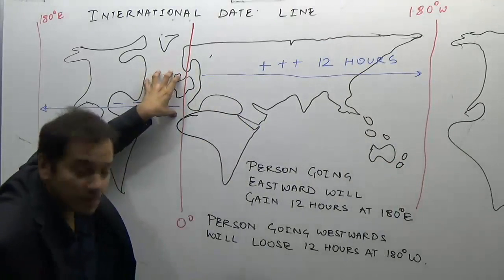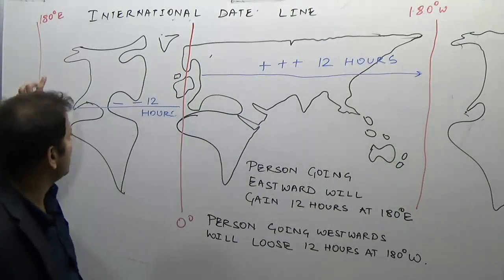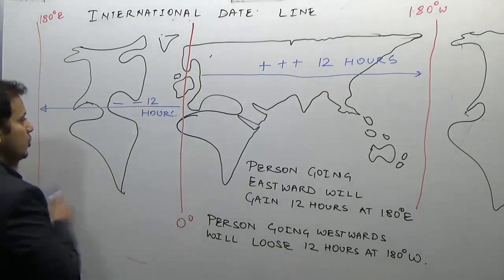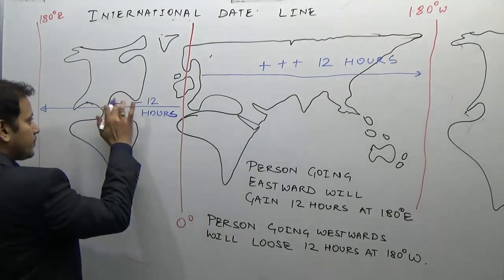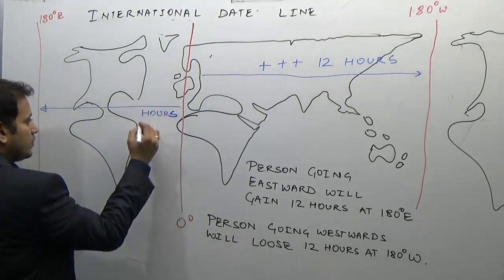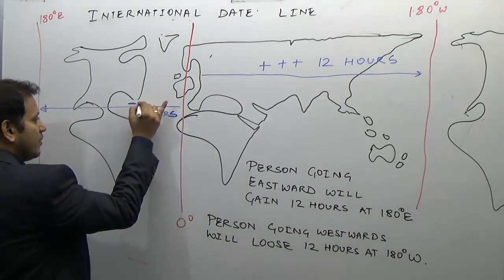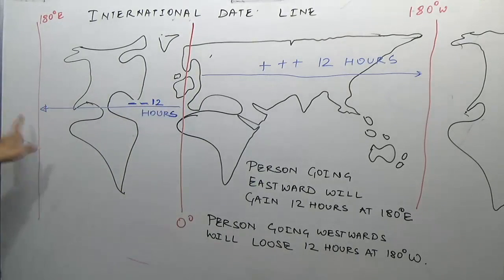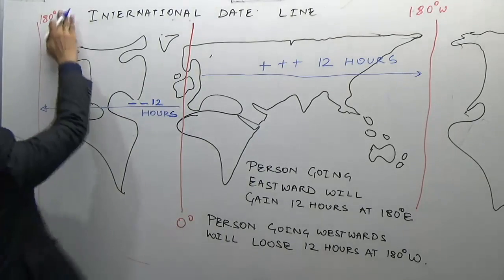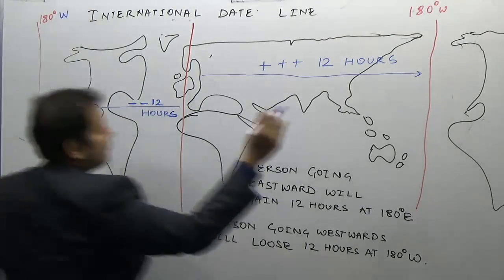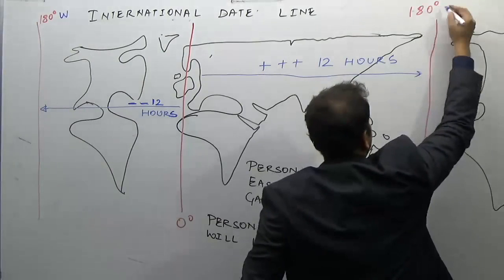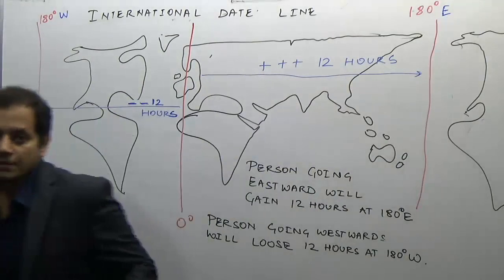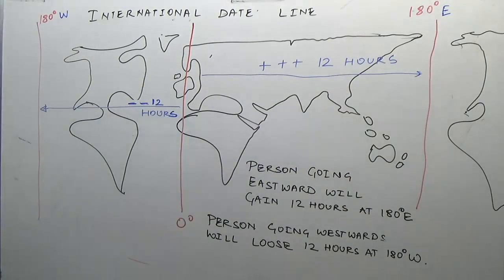Similarly, if you go westwards, you will lose 12 hours. That is, there will be minus 12 hours till the time you reach 180 degrees west, and 180 degrees east. So you will lose here.